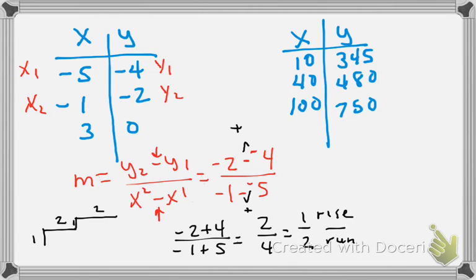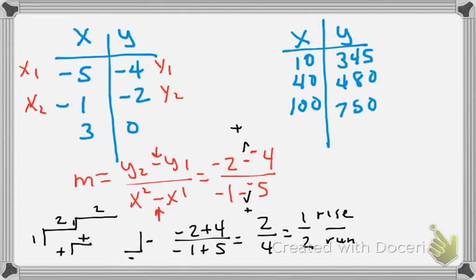Now, if it's positive, you can go up, which is positive motion, and you can go to the right, which is a positive motion. You also can go down, which is a negative motion, and to the left, which is a negative motion, but two negatives make a positive. Alright, let's go ahead and do the next one.